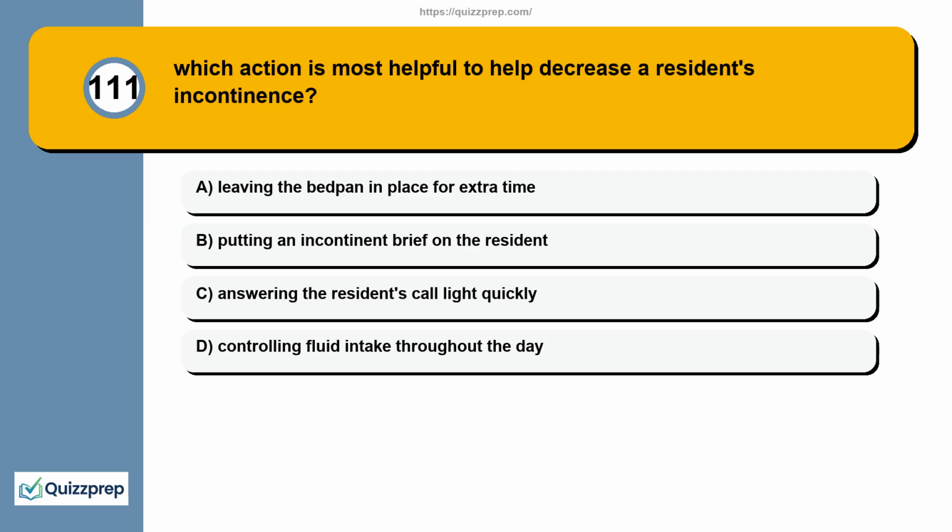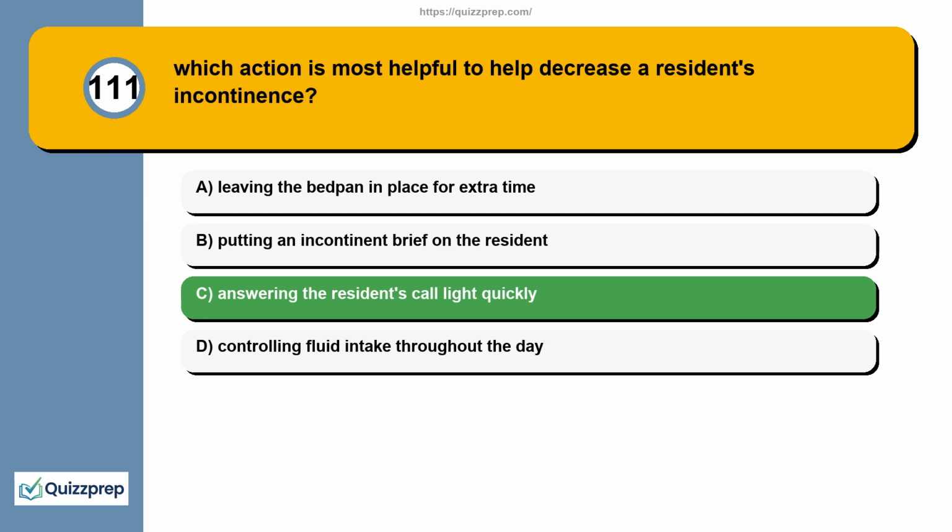Question 111. Which action is most helpful to help decrease a resident's incontinence? Option A, leaving the bedpan in place for extra time. Option B, putting an incontinent brief on the resident. Option C, answering the resident's call light quickly. Option D, controlling fluid intake throughout the day. The correct answer is option C, answering the resident's call light quickly.